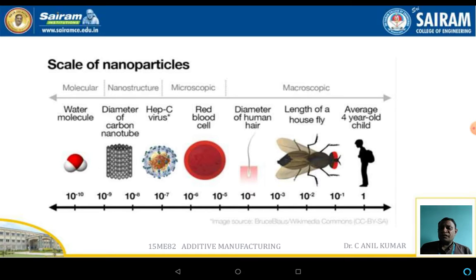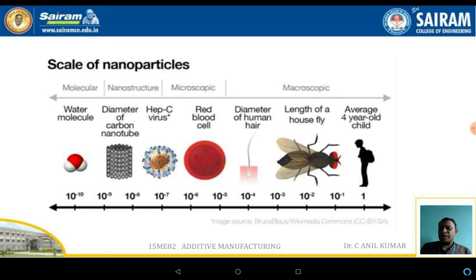Now, the scale of the nanomaterial. The scale of the nanomaterial consists of three things: one is the molecular, microscopic, and as well as macroscopic. In the macroscopic, there are three entities: the child, housefly, and the human hair. And in the microscopic, there are blood cells, the nanostructures, which are the virus, as well as the nanocarbon tube, and molecular, which is a water molecule.